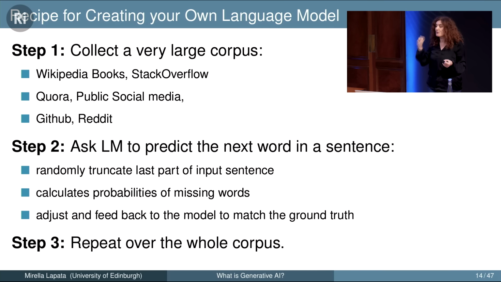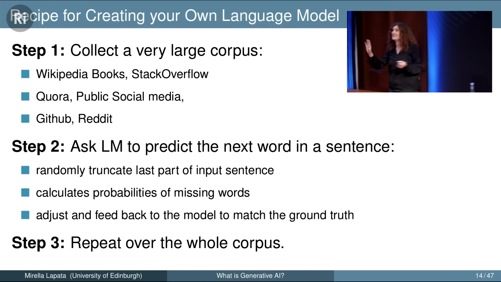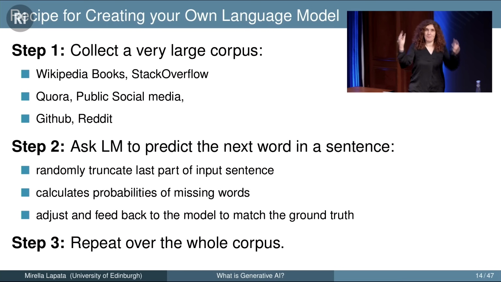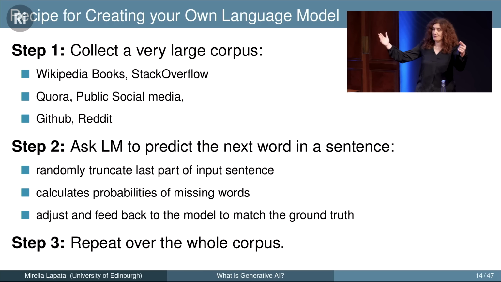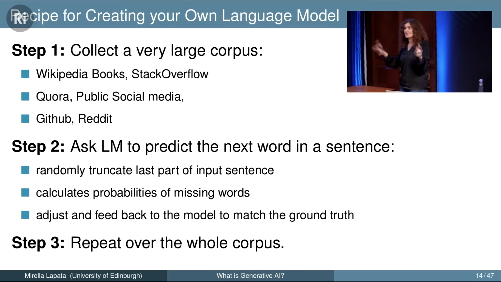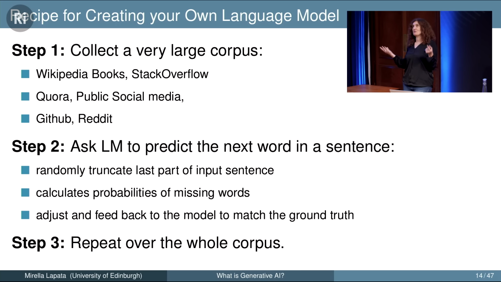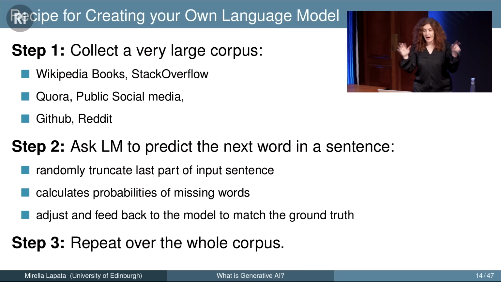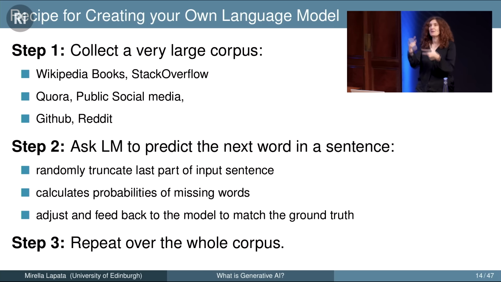And the task now is to predict the next word. But how do we do it? And this is the genius part. We have the sentences in the corpus. We can remove some of them. And we can have the language model predict the sentences we have removed. This is dead cheap. I just remove things, I pretend they're not there, and I get the language model to predict them. So I will randomly truncate, meaning remove, the last part of the input sentence.